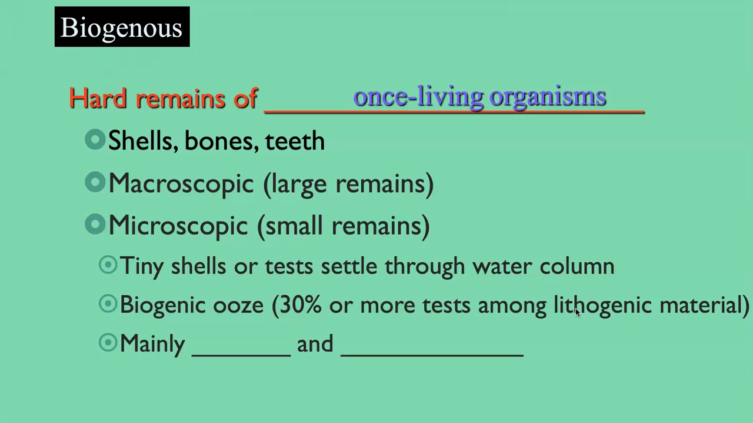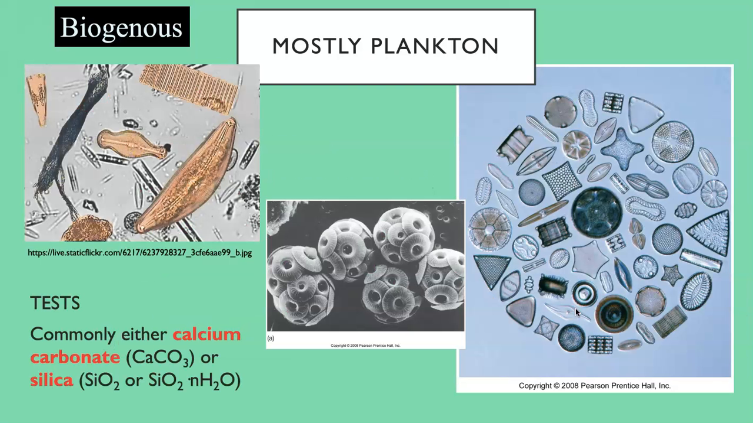We call it a biogenic ooze if there's 30% or more biogenic material, 30% or more tests among the lithogenic material. Mainly, these little organisms are algae and protozoans. And so algae are photosynthesizing organisms and protozoans are little tiny animals. Mostly these are plankton that are free floating and then end up dying after their rather short life, and they fall to the bottom of the seafloor.